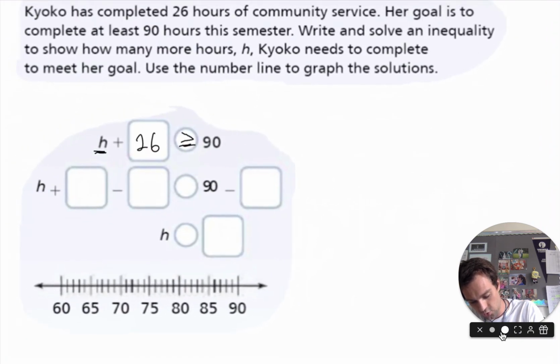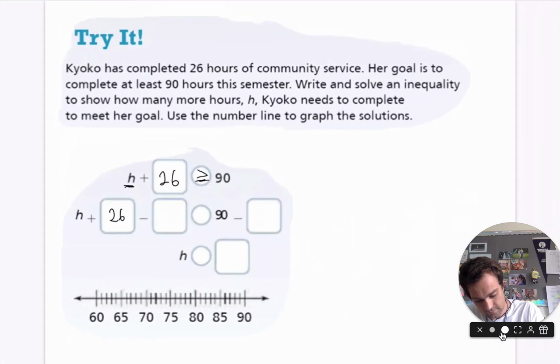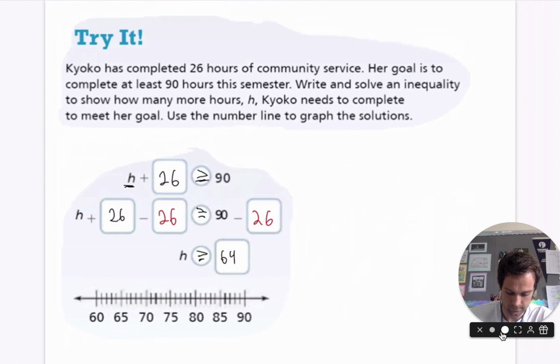So we have 26 plus h greater than or equal to 90, and then we need to subtract 26 from both sides. So we have h is greater than or equal to 90 minus 26 gives us 54. So she needs to complete at least 54 hours.